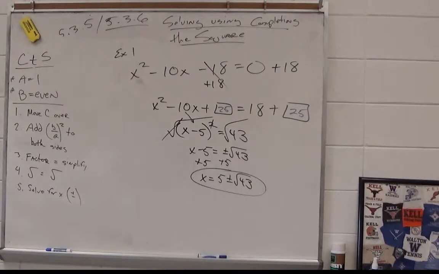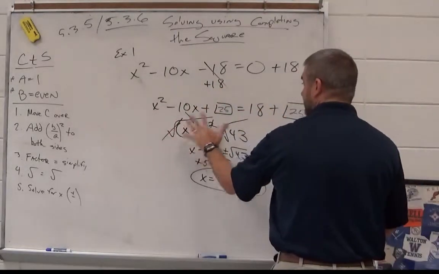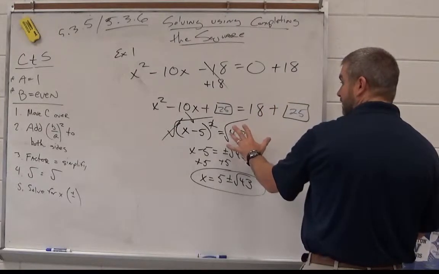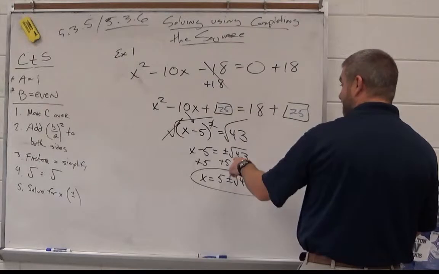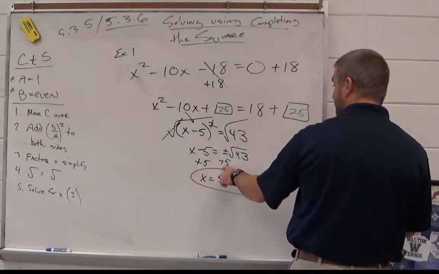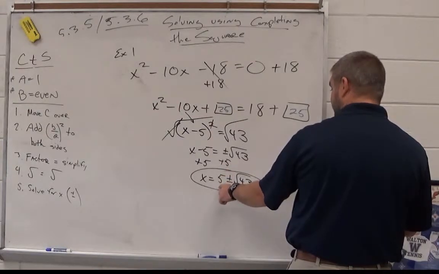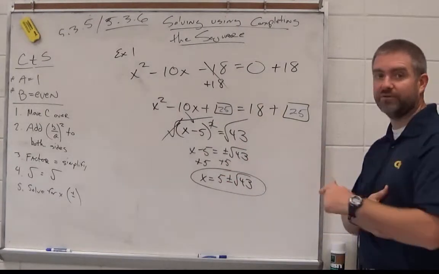All right, so let's go through the steps again. Step 1, I moved C over. Step 2, I completed the square by adding b over 2 squared to both sides. Step 3, I factored the left into this, and over here, I simplified. Step 4, I square rooted both sides. Step 5, I remembered the plus or minus and I solved by adding 5 to both sides. And so my answer is 5 plus root 43 and 5 minus root 43. And I'm done.